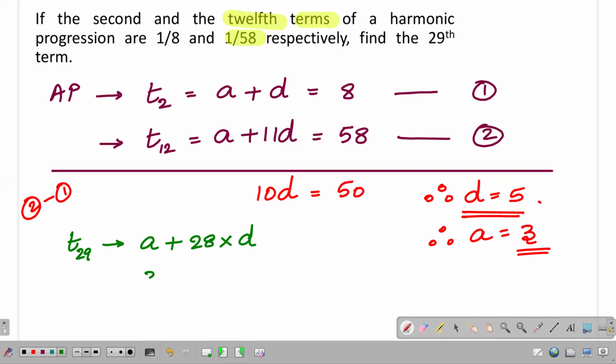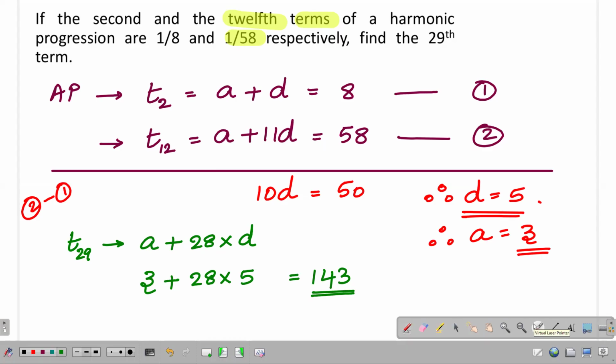A is equal to 3, plus 28 times the common difference, which is 5. We can see that 28 into 5 is equal to 140, plus 3, which results in 143. So, treating this as an arithmetic progression, I see that the 29th term is coming as 143.